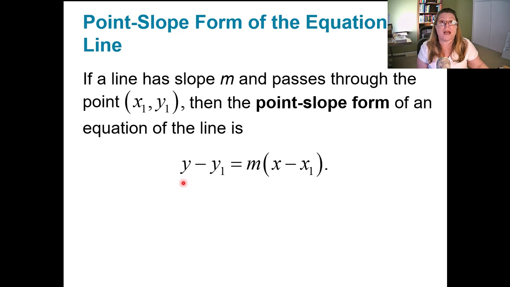Now, the first y, it's y minus y1. This first y is a generic y. It's the one where if you're given a value of y, you could plug it in and then you could find the x. It's just a generic y versus this y1, which comes from the point x1, y1. So y minus y1 equals m, the slope, times the quantity x minus x1. Again, this x1 came from the point. This x is a generic x.